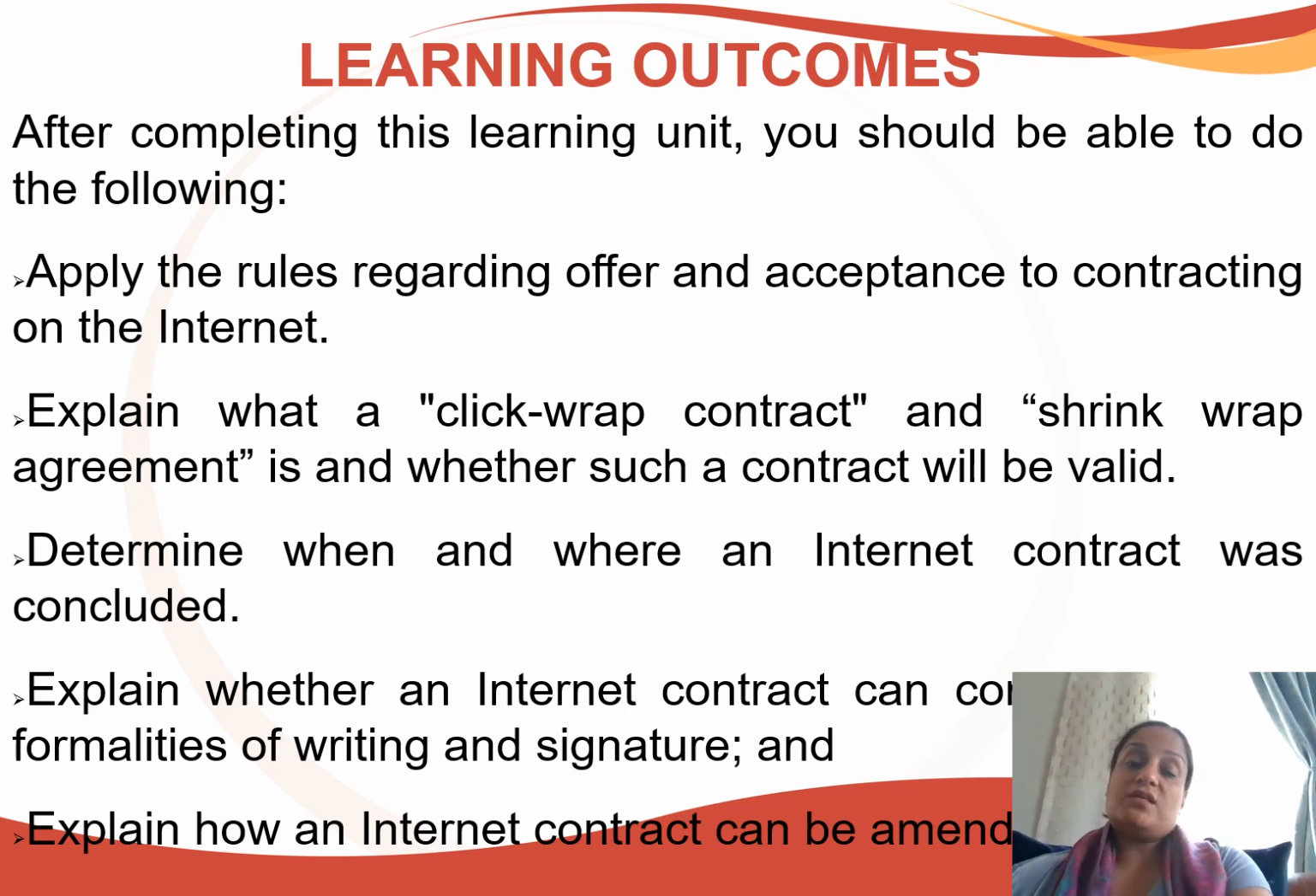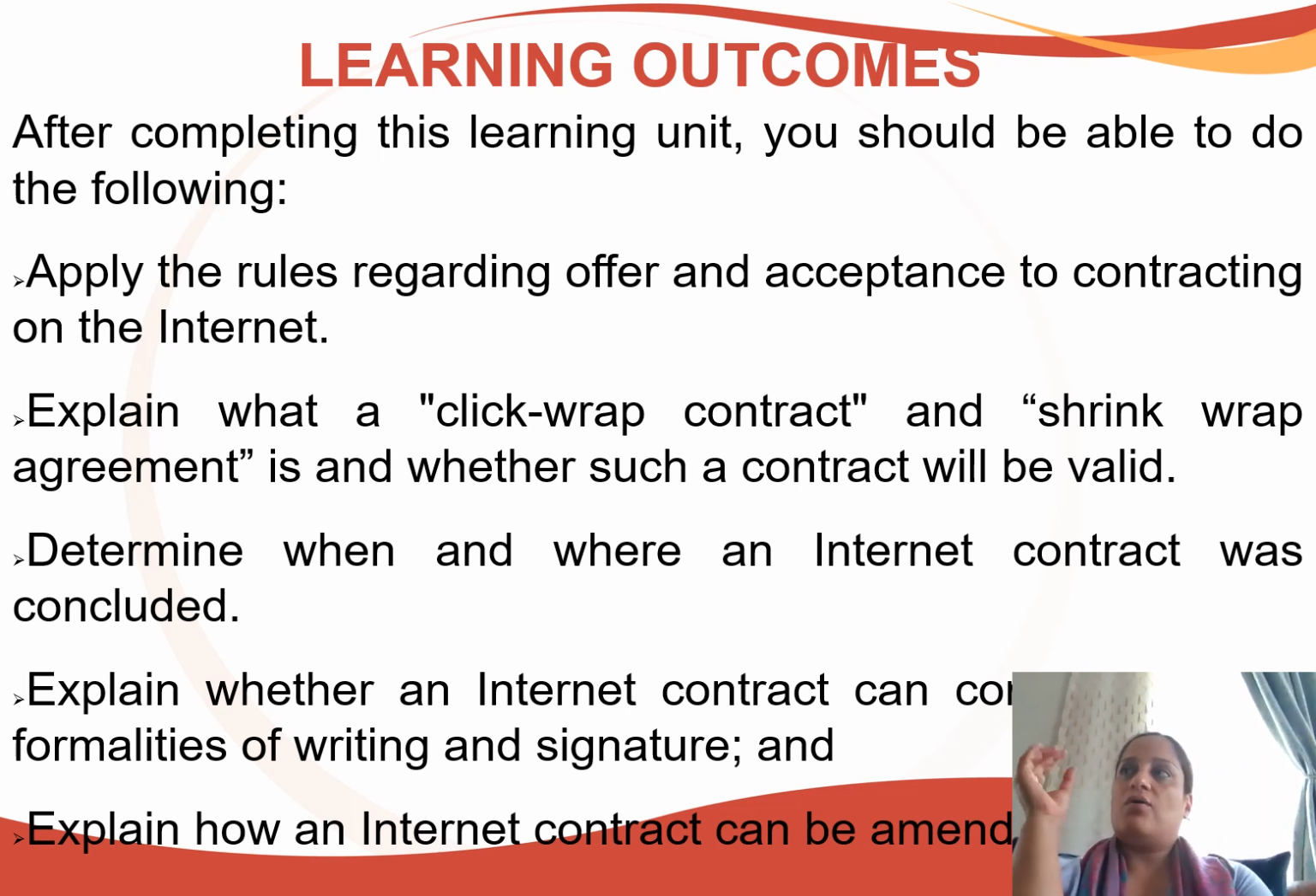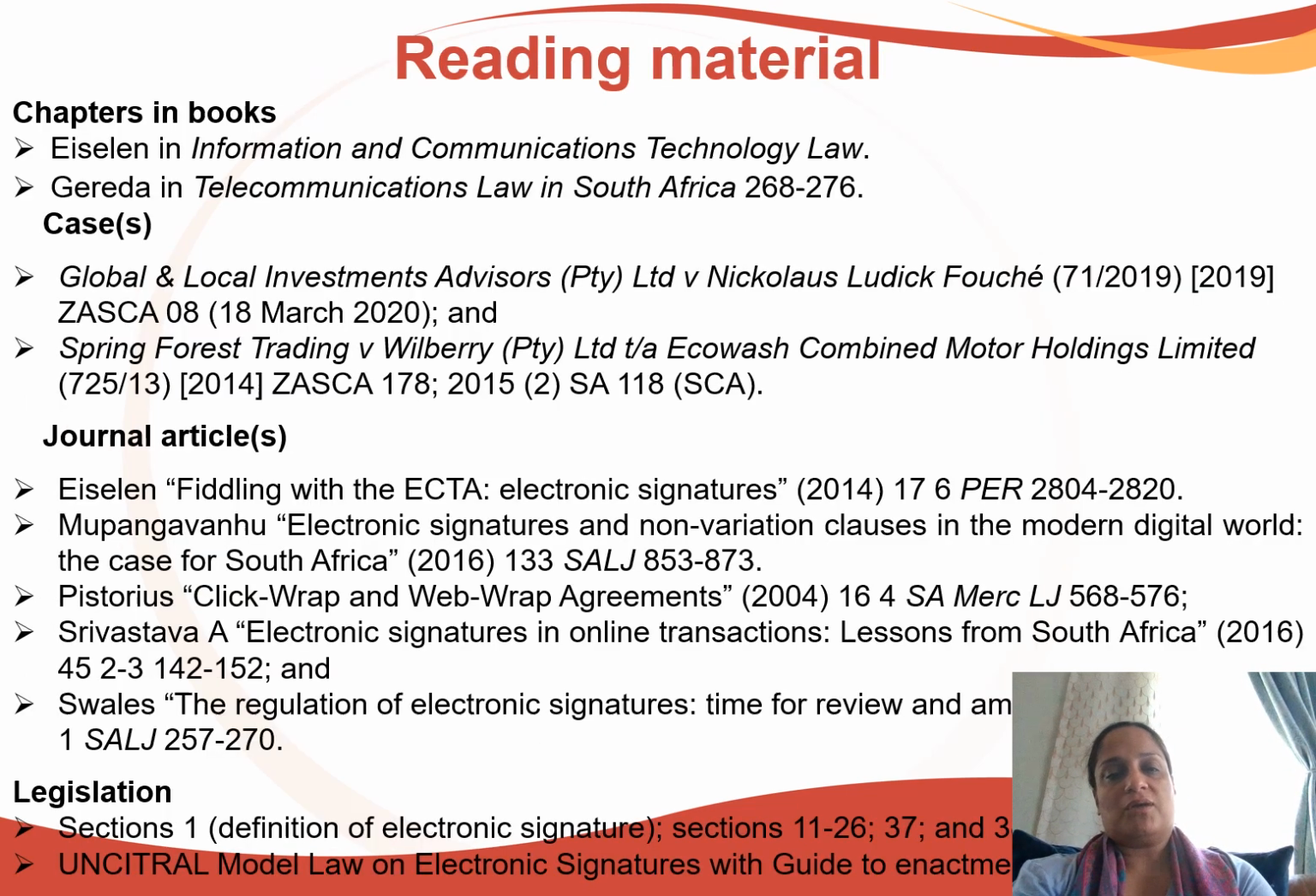So we look at offer and acceptance. It becomes a very interesting thing. When does that happen? When you get that meeting of minds, this very specific thing that is happening online through the zeros and ones that are traveling at high speed. What is a click wrap and a shrink wrap agreement, and whether such an agreement will be valid. When and where an internet contract takes place. What about the formalities of writing and signature? The idea of electronic signatures, what qualifies as an appropriate signature, and of course, whether they can be amended.